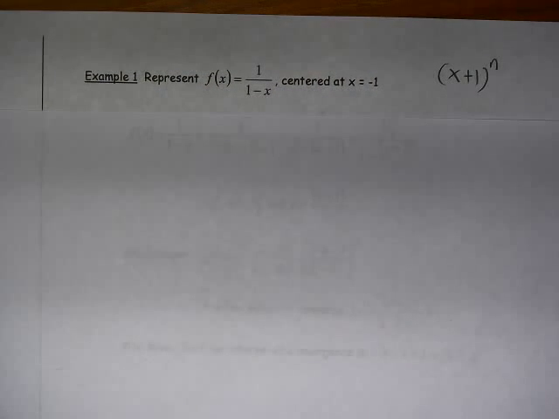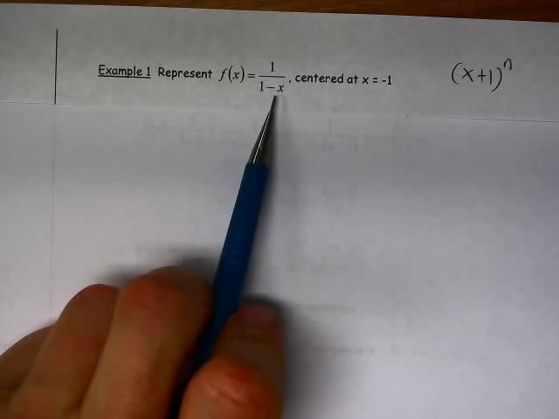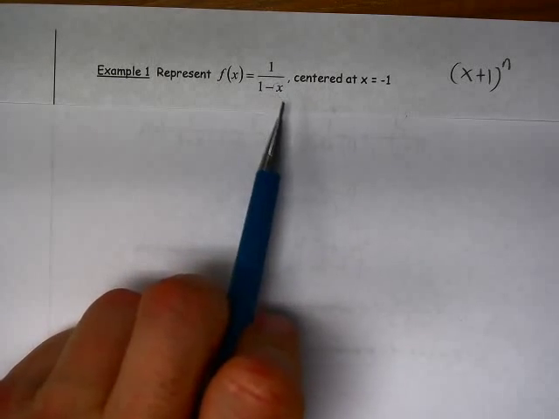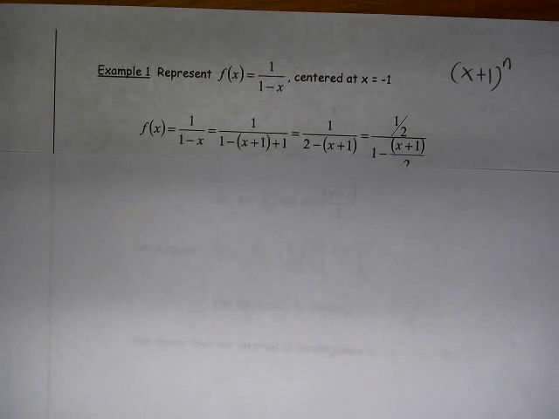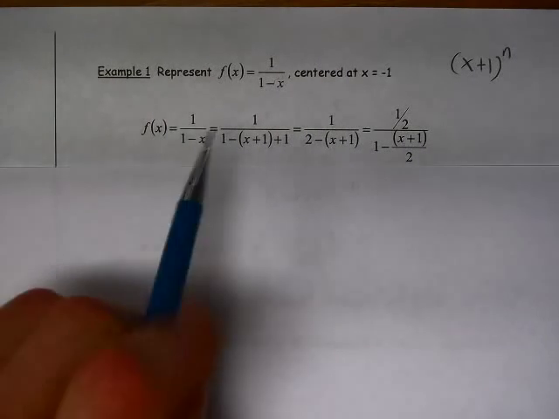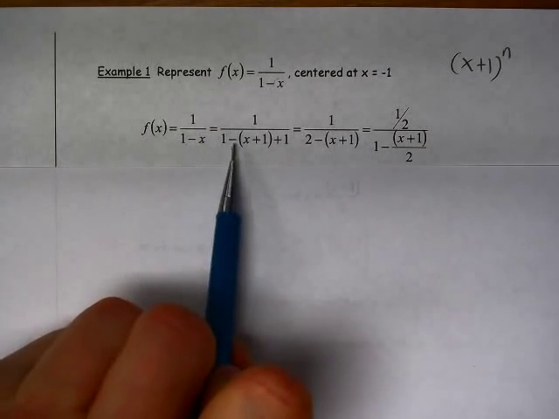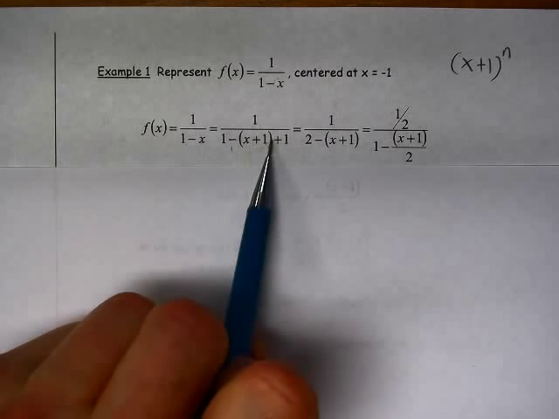All right, in our final series, we're going to have powers of x plus 1. So we have to rewrite this function so that we can get an x plus 1 here. All right, so here's how we're going to do that. I take the 1 minus x in the denominator, and I'm going to make it 1 minus, here's the x plus 1 that I want.